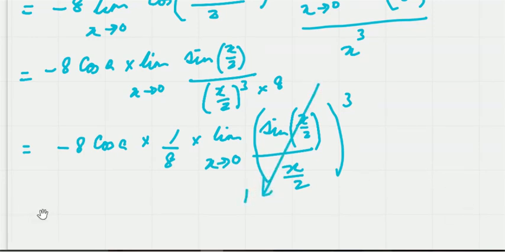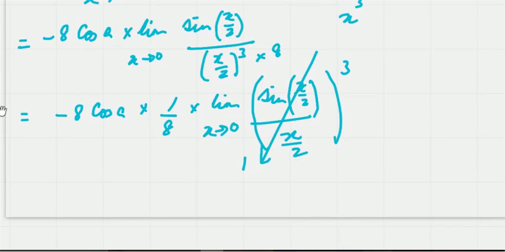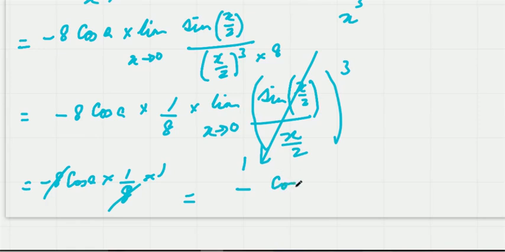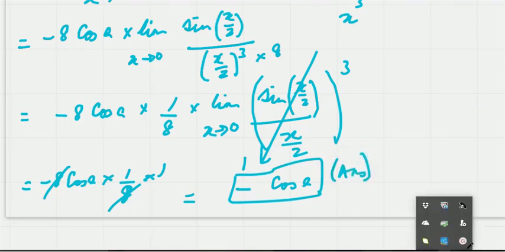So what do we have? We have minus 8 cos a into 1 upon 8 into 1. This 8 will cancel with this 8. So we are left with minus cos a. So our answer is minus cos a. Correct.